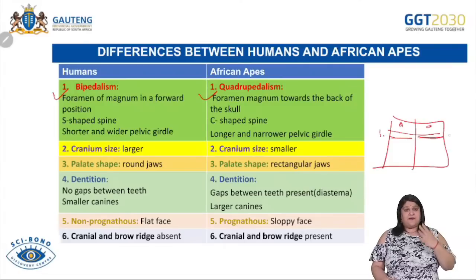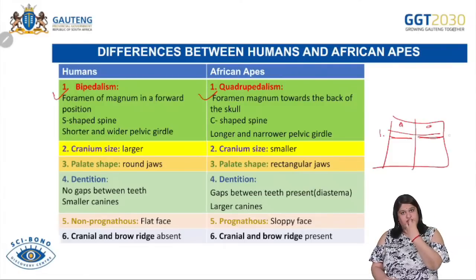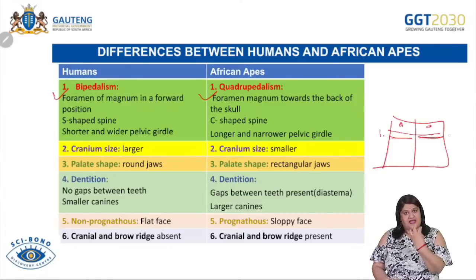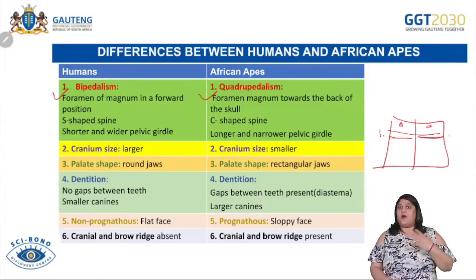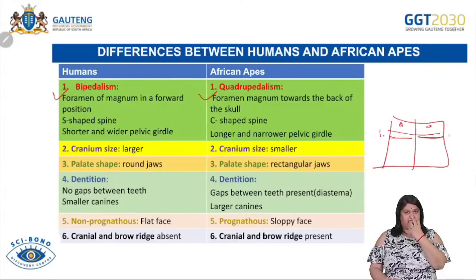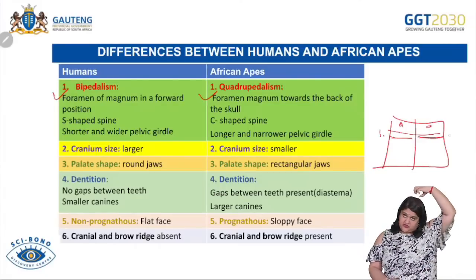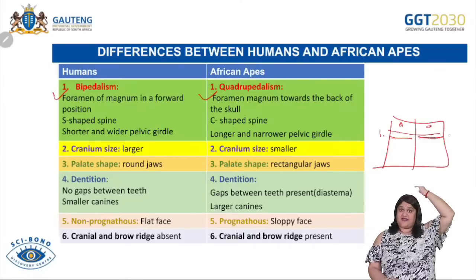Quickly on prognathous. Prognathous is about this part, the snout part that's protruding. So in African apes, they have prognathous because it's protruding here, whereas we have non-prognathous. That leads us to have a flat face, and they have a sloped face. And then we have the cranial ridge, that is this area here that's raised. We don't have it, but they have it.